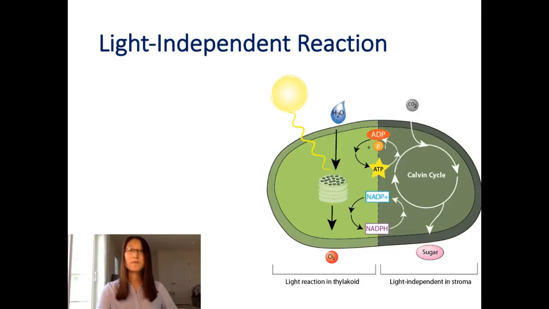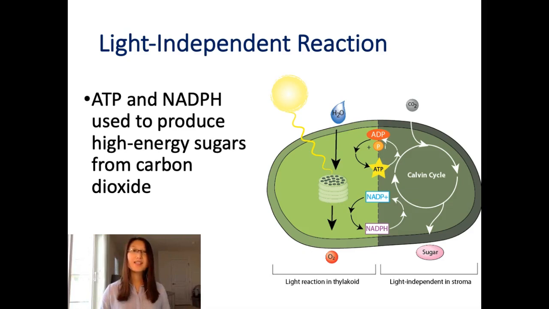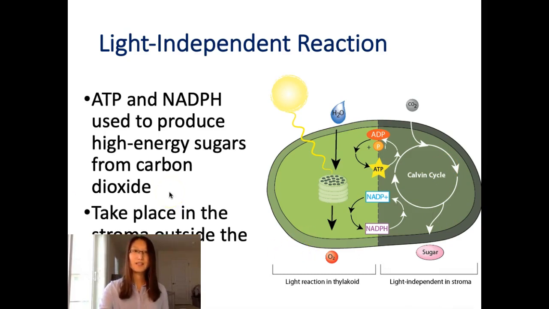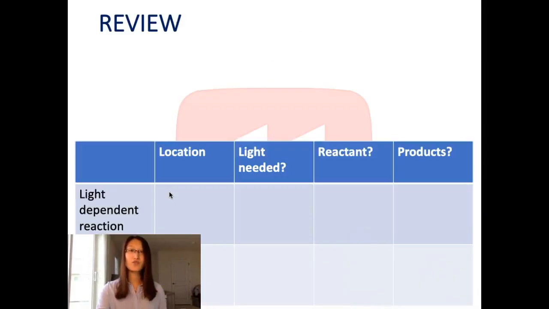Oxygen is also produced. So the light independent reaction is also called the Calvin cycle. This guy named Calvin kind of figured out how this thing all works. ATP and NADPH are used. Carbon dioxide is also used during the light independent reaction or the Calvin cycle, and then the result is we finally produce sugar, which is what we want for plants. And this takes place in the stroma.